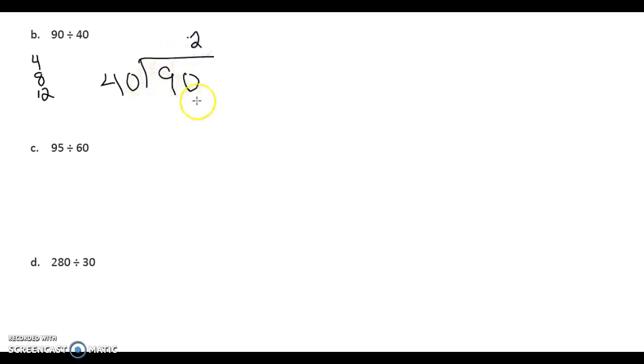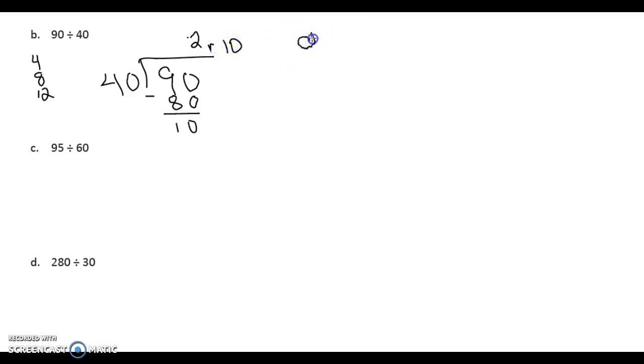2 times 0 is 0. 2 times 4 is 8. What do you add to 80 to get to 90? 10. 0 minus 0 is 0. 9 minus 8 is 1, or you can look at it backwards. Go 1 plus 8 gets you 9. So our remainder is 10.